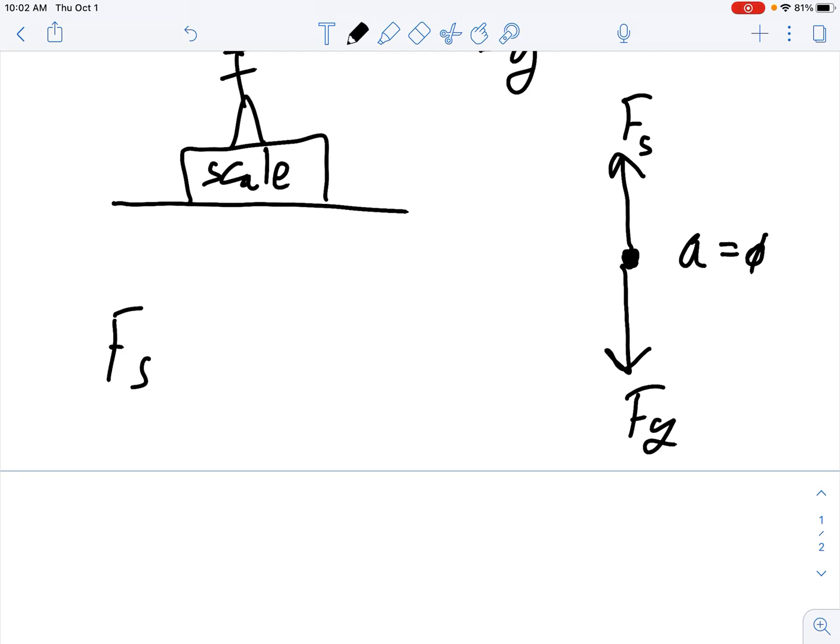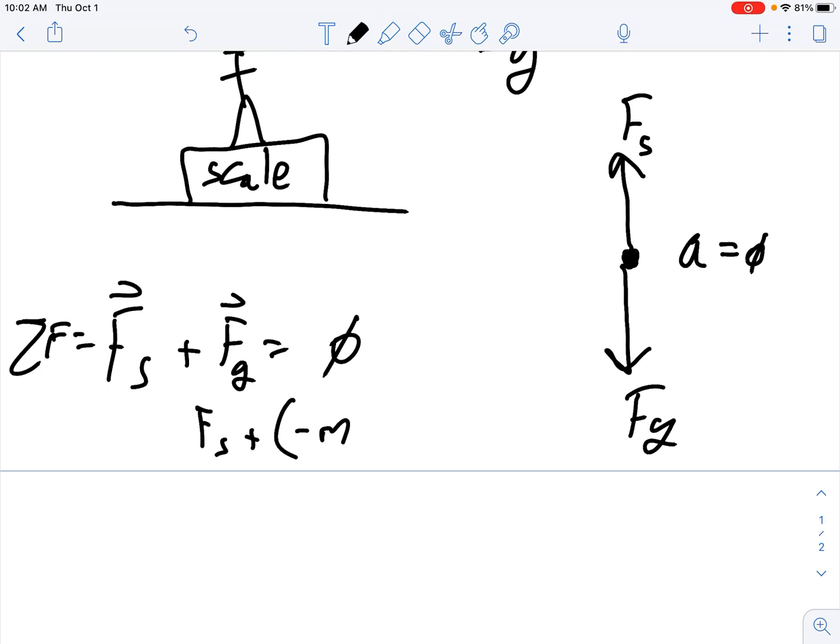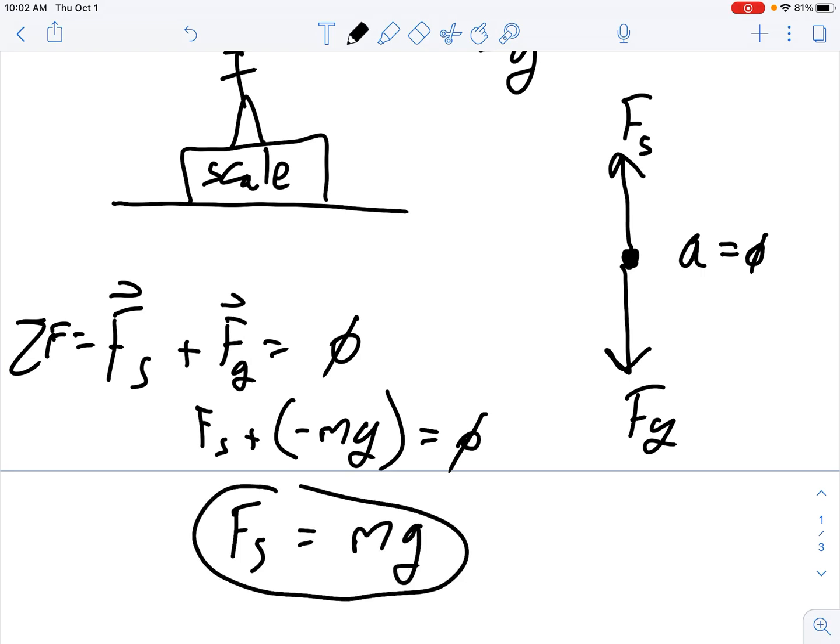The scale is pushing up on me such that the force from the scale plus the force of gravity has to make 0. Well, that means we have the force from the scale plus the force of gravity, which we just learned was negative mg, and that has to equal 0. So the force from the scale equals positive mg. The force from the scale equals the absolute value of the force of gravity.